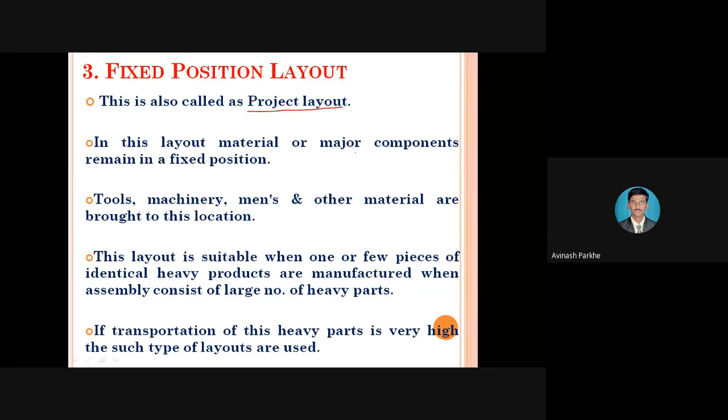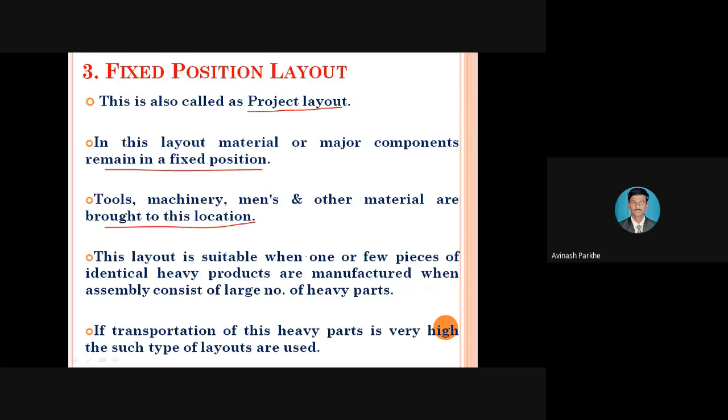Then in this layout, materials and the major components remain in fixed position. So whatever the material is required to start the construction, that material is totally fixed. It is provided near to that particular site only. And whatever the major components are required, they also remain fixed. Then tools, machineries, men, and other materials are brought to that particular location. So wherever I am starting my project, at that location I have to bring all the types of tools, machinery, workers and other materials. I have to take all these resources near to that particular location only.